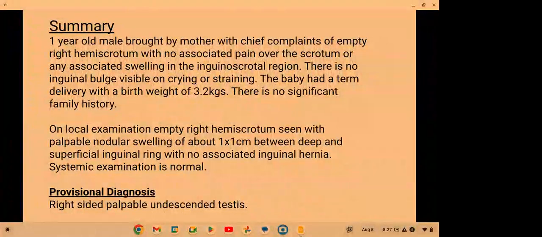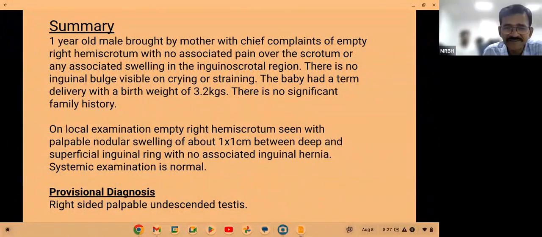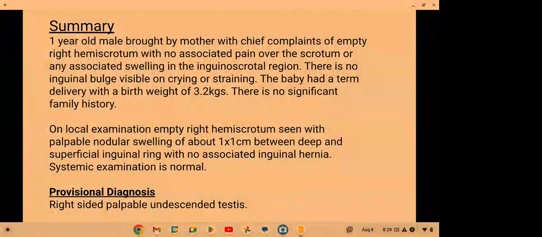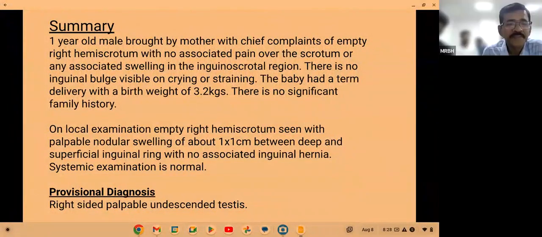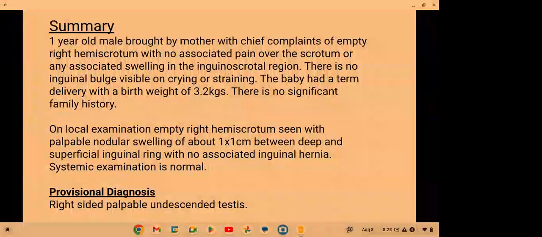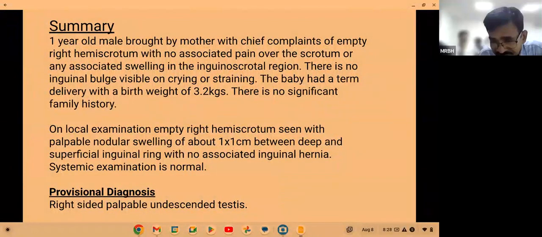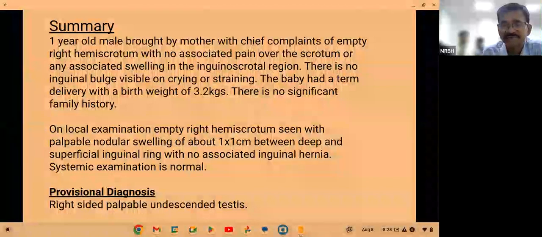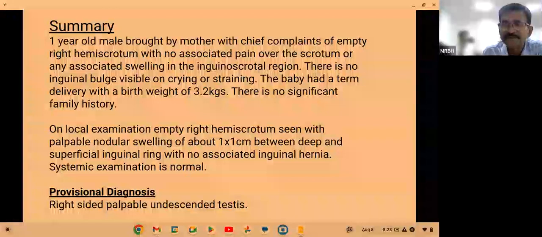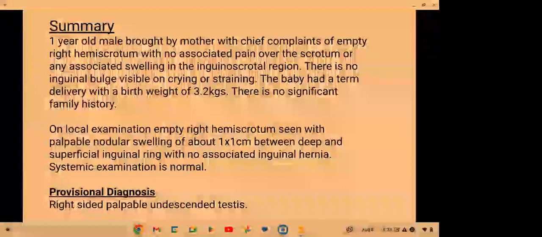Is this all right, or should it be more specific? Right-sided palpable inguinal testis. Inguinal testis implies that it is undescended. Okay. Inguinal testis, right-sided undescended testis, the testis being palpable in the inguinal region. That you can say. At least that makes one feel that you will be able to palpate the testis, and probably the testis has gone beyond the deep ring and is palpable. Yes, sir.